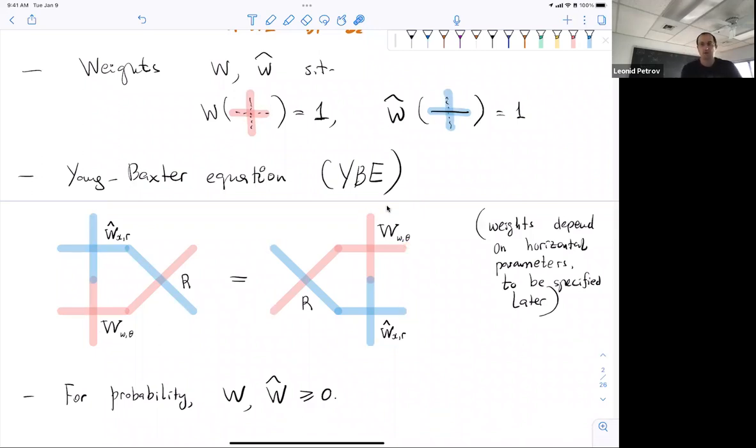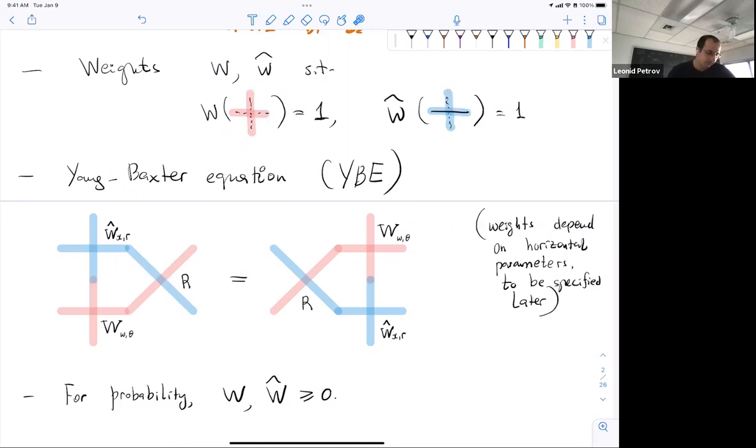Furthermore, this is the basic 6-vertex model business, and for probability purposes, I want my weights to be non-negative, right? So that every configuration is going to have a non-negative probability weight, so that we can start talking about probability at all.